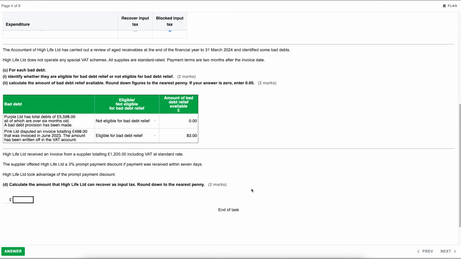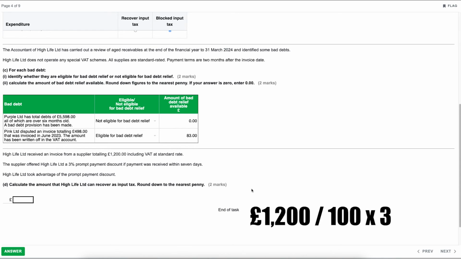So let's think about how to calculate this. We know that prompt payment discount is calculated based on the total, including VAT. The total in this scenario is £1,200 and the prompt payment discount is 3%. So to calculate the prompt payment discount, which would be step 1, we would do £1,200 multiplied by 3%, or divide by 100 to get 1%, multiply by 3 to get your 3%. So the prompt payment amount is £36.